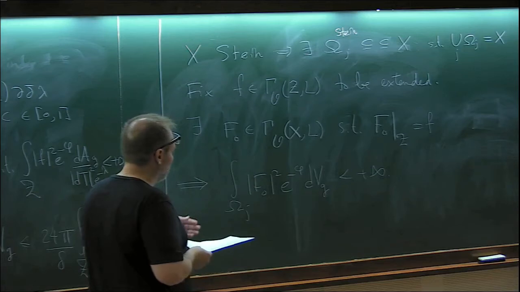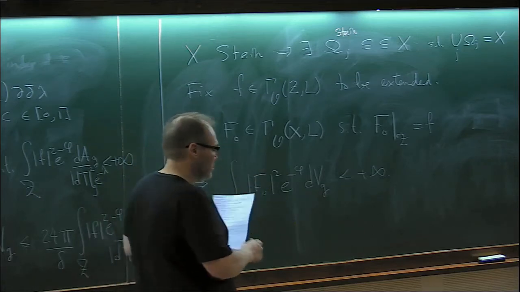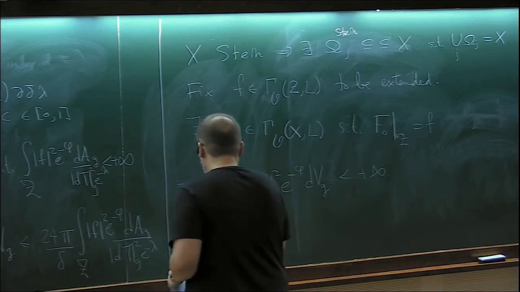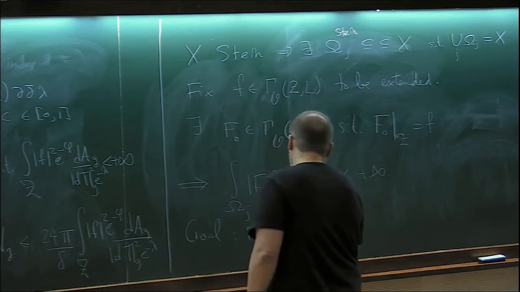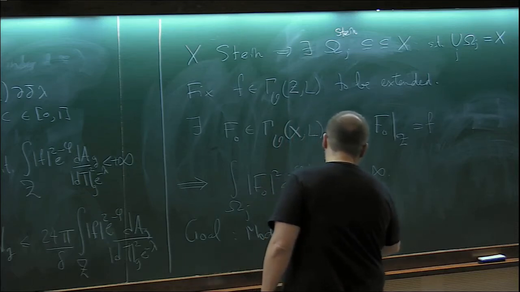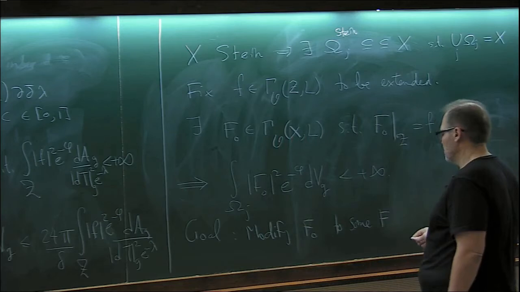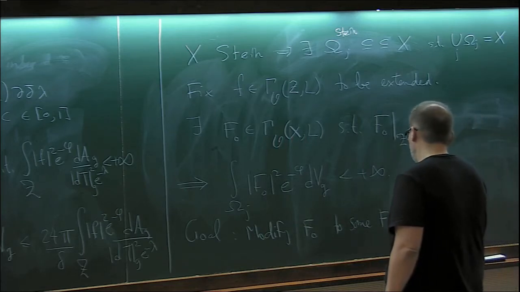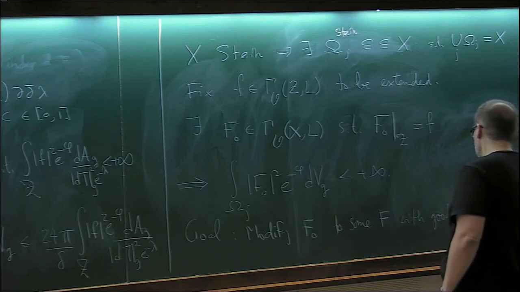Okay, so now what we want to do is modify this f0. So goal: modify f0 to some f, another extension, with good estimates. In other words, with the right L2 norm.